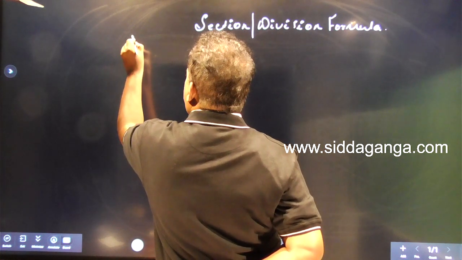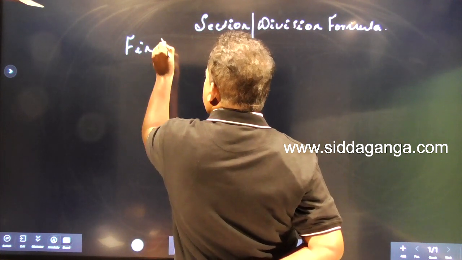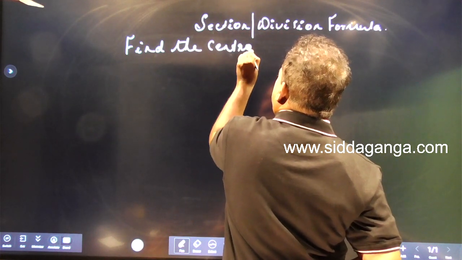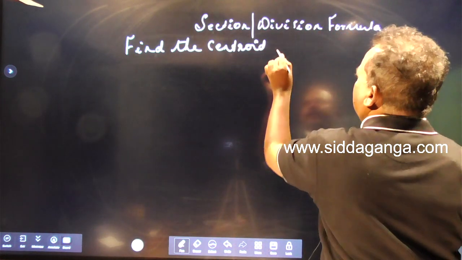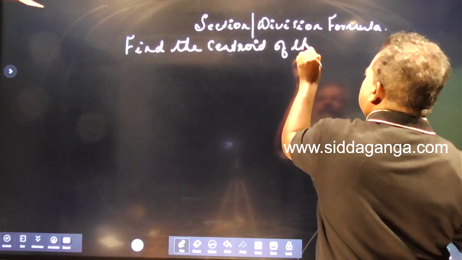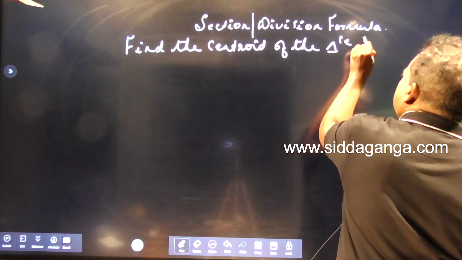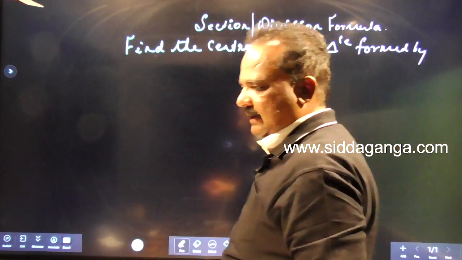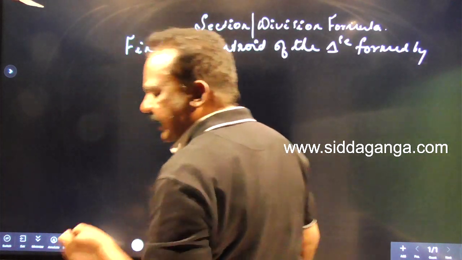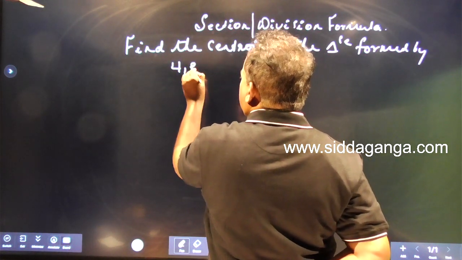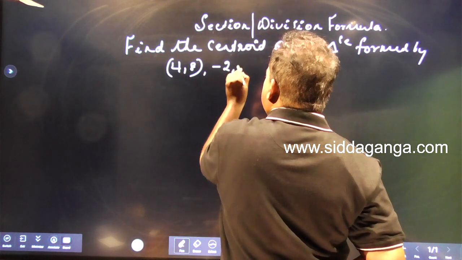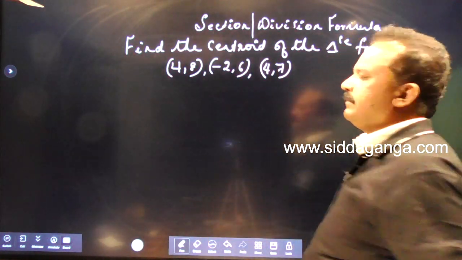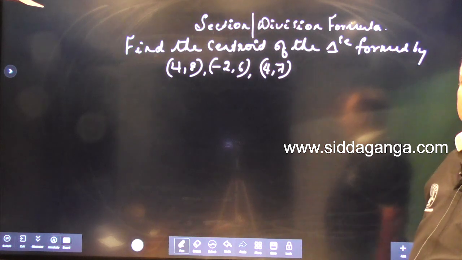Find the centroid of the triangle formed by the vertices. So let us take the vertices of the triangle as (4, 8), (-2, 6) and (4, 7). What is the centroid formula?